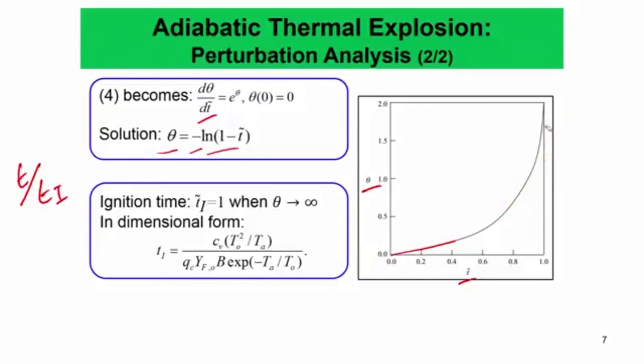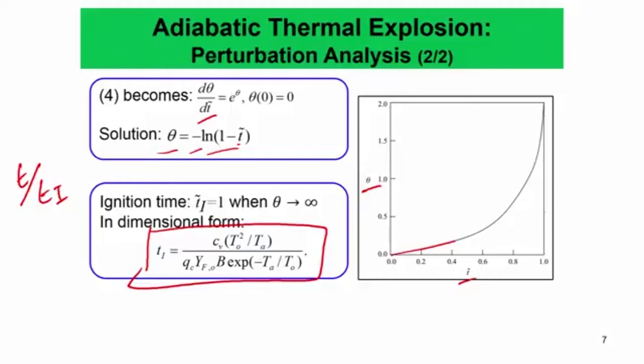Alright, so now we see that when t tilde becomes equal to 1, then theta becomes infinity. Where t tilde equals 1, that is t equal to ti, then what is ti? We can solve this and write it in a non-dimensional form, and find that ti is nothing but this quantity. Whereas ti is equal to cv T0 squared by Ta, T0 is the initial temperature, divided by Qc YF0 B times e to the power of minus Ta by T0.